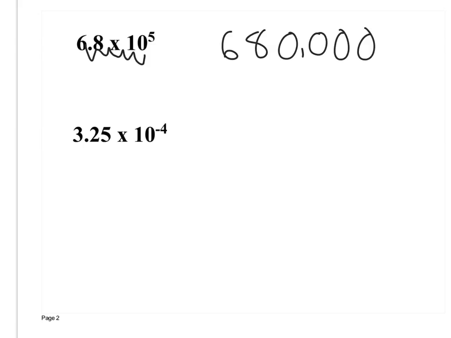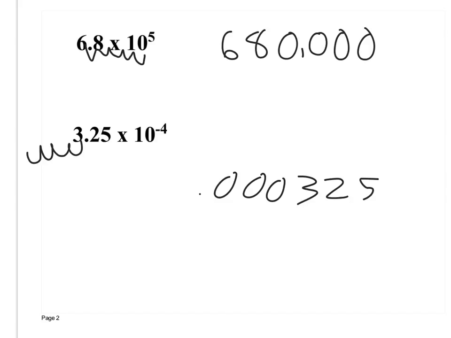Here, if you've got a negative exponent, you don't go to the right, you go instead the opposite direction, to the left. So I go 4 places to the left. So I go 1, 2, 3, 4. That means I'm going to add 3 zeros to this. 0.000325. And that's how you do it. That's how you go from scientific notation to standard form. Any questions?